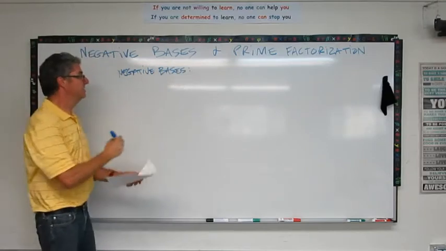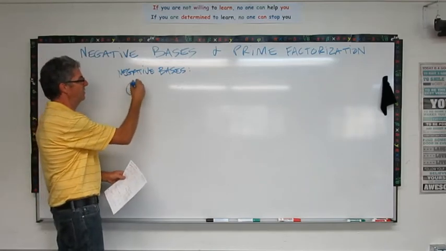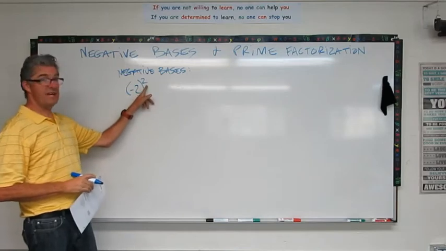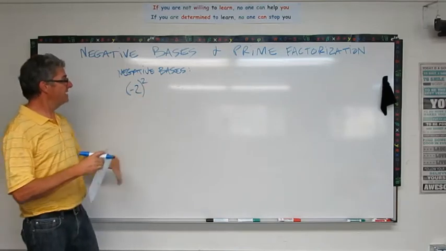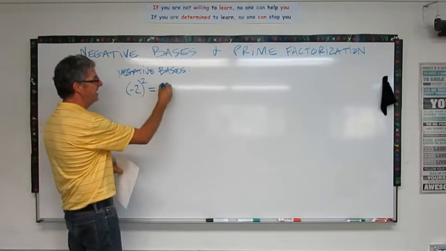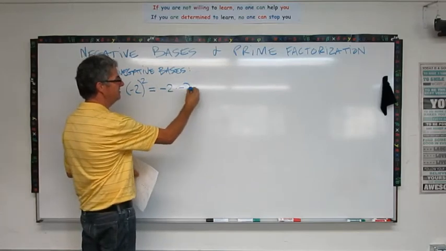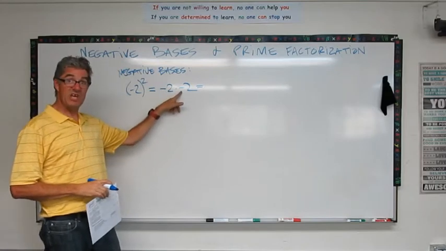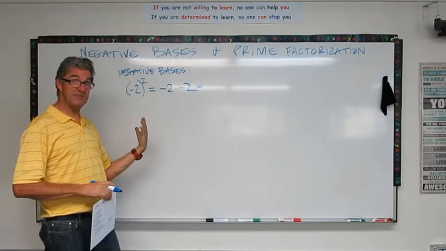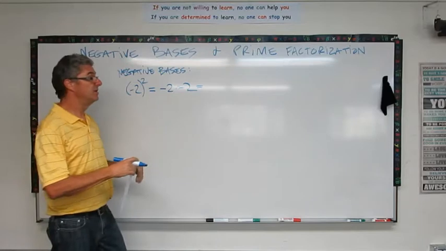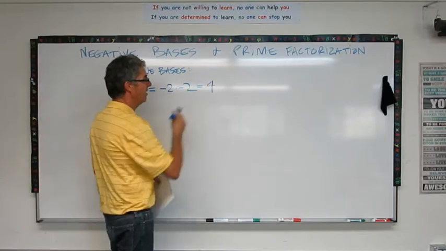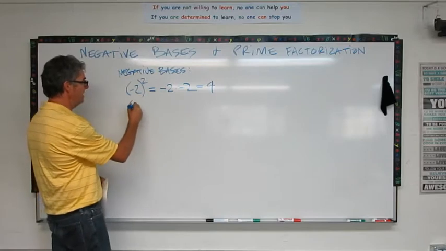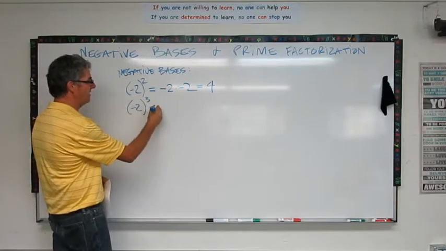This means something like this. So this is negative 2 to the second power. What that means is negative 2 times negative 2, which in this case, we have two negatives times each other, so that makes a positive, and it's 2 times 2, so we get positive 4. Okay? Let's look at another one. How about negative 2 to the third power?